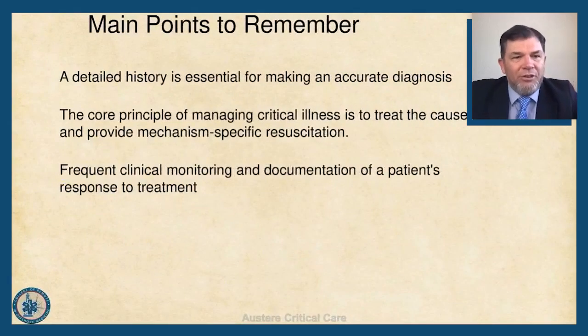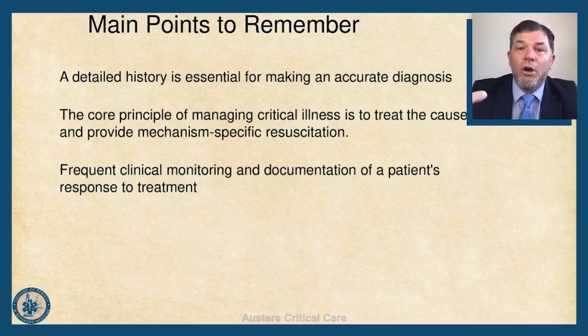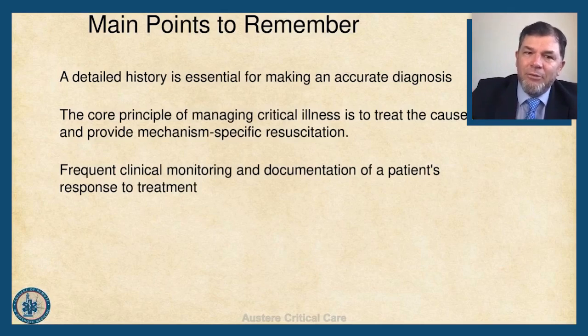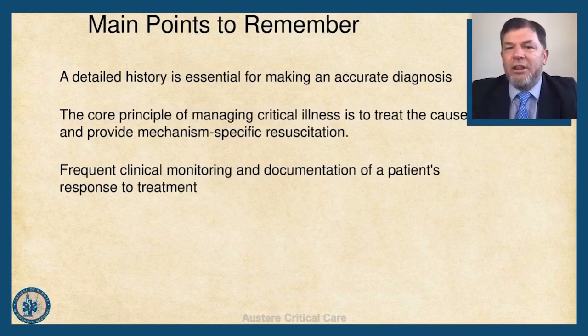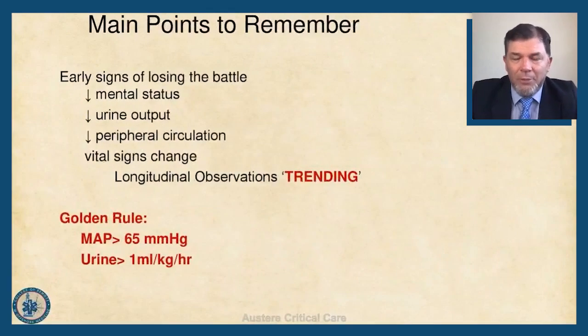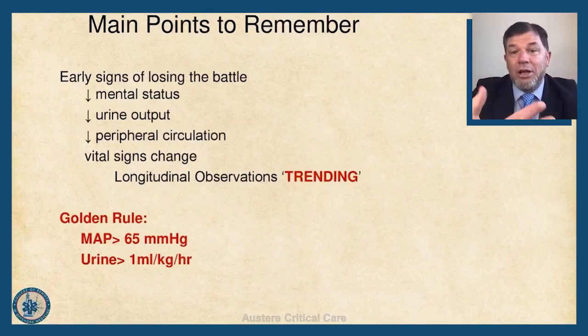Main points to remember with assessment: detailed history. 85% of your diagnosis is going to come from the patient's history, or a history from their spouse or their bunkmate. So get as much history from them as you can. The core principle of managing critical illness is to treat the cause and provide specific resus for the injury, the original insult, and frequent clinical monitoring. But here's the main points. There's 3 things that you need to start looking at.